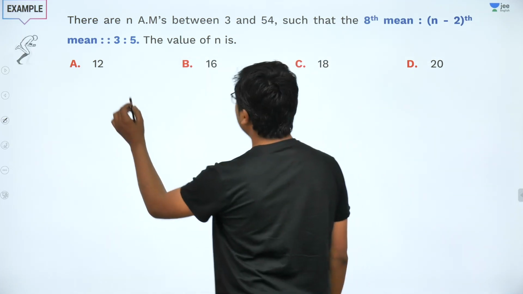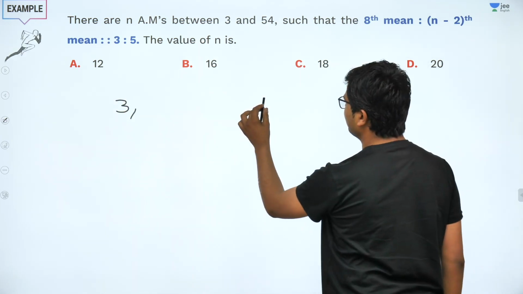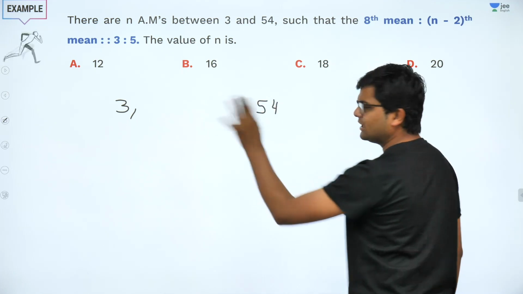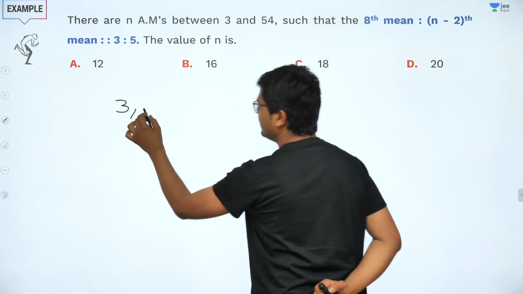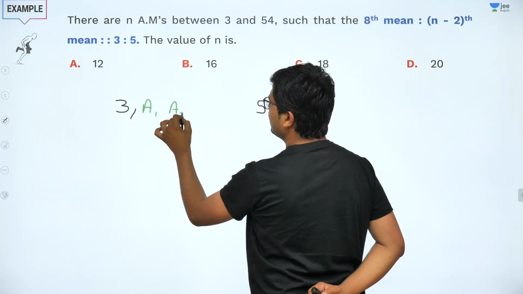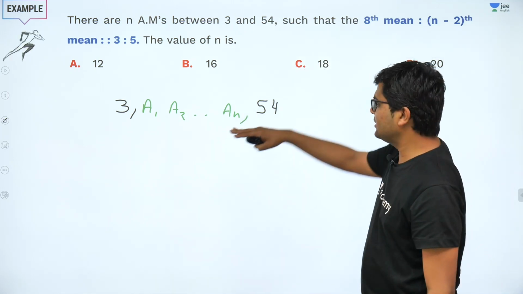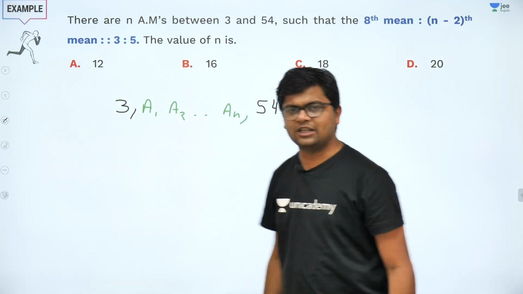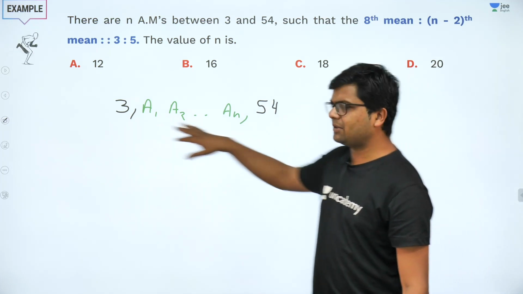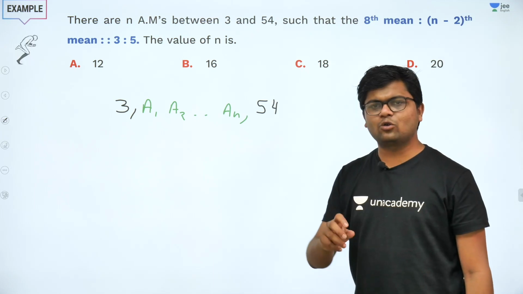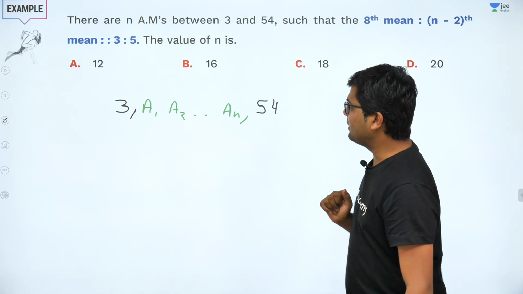So students, what are we given? We are given that there is a number 3 and there is a number 54. These are the numbers that the question is using. In between these numbers we have inserted n arithmetic means, a1, a2 till an. After the insertion of arithmetic means, this sequence becomes an AP. That is the definition of arithmetic means. And in this AP, the total number of terms will come out to be n+2, because n terms here, plus one each at the two ends. Got my point?